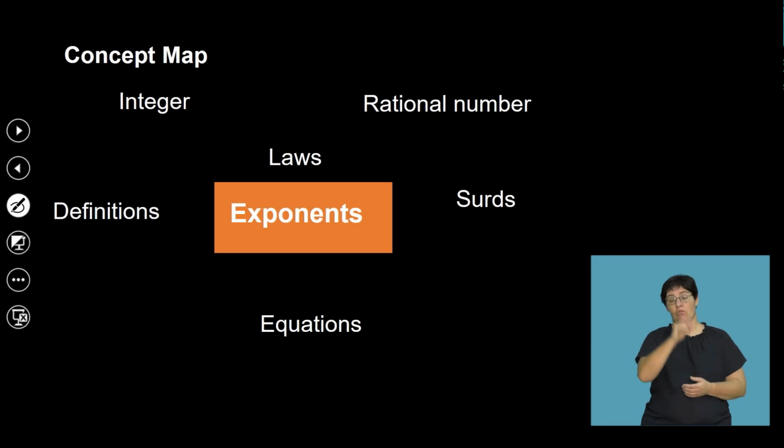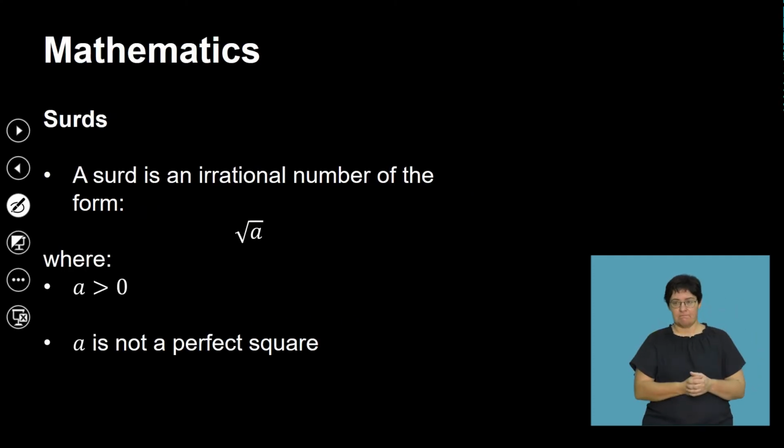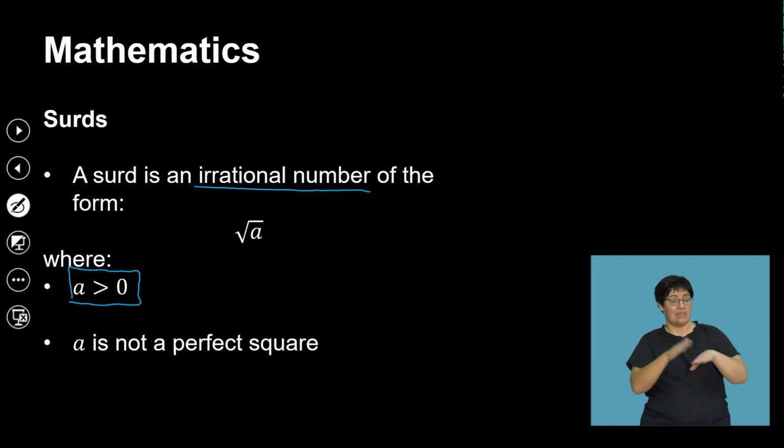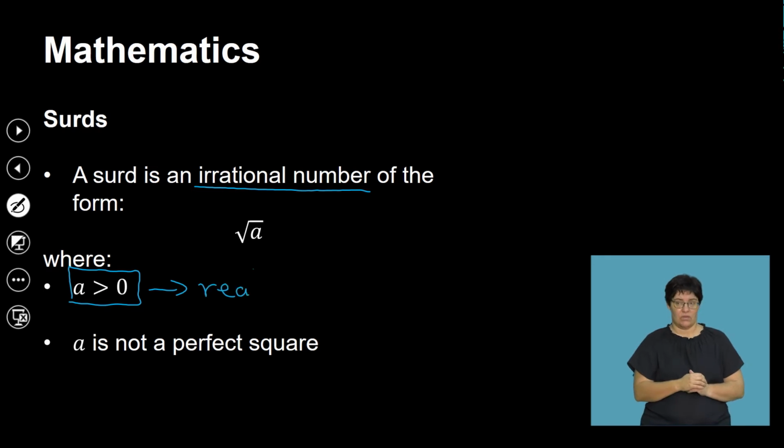So, remember, this is our concept map. We've looked at all these beautiful concepts that we have here. Now we have what we call surds, right? Remember, I said this is one of the keywords that we are doing. Now, a surd will be an irrational number, excuse me, of the form root of a. Now, the condition for this to be irrational is 1, my a must be greater than 0, so it must be a real number, right? Real positive number, that is. Real number, but the condition is it must be positive.